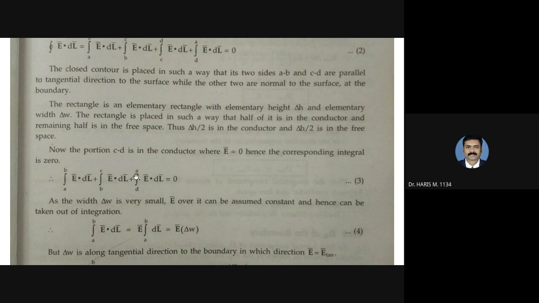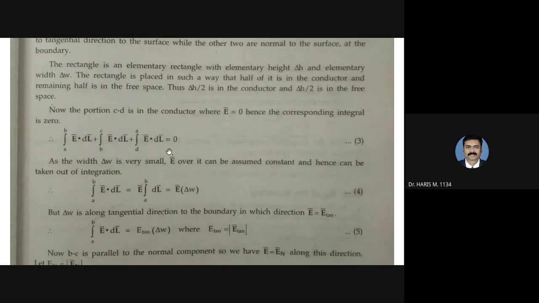Now the portion C to D is in the conductor where E is equal to 0, hence the corresponding integral is 0, right? So the integral over C to D can be taken as 0, and hence the other remaining integrals are written here. The integral A to B, B to C, then D to A, the addition of all these three will be equivalent to 0.